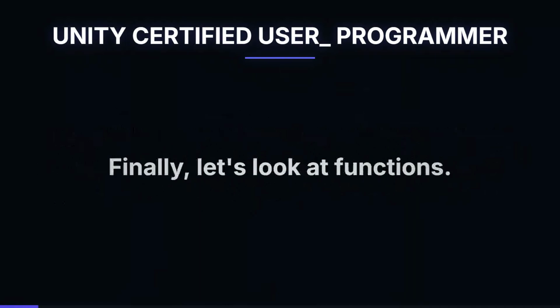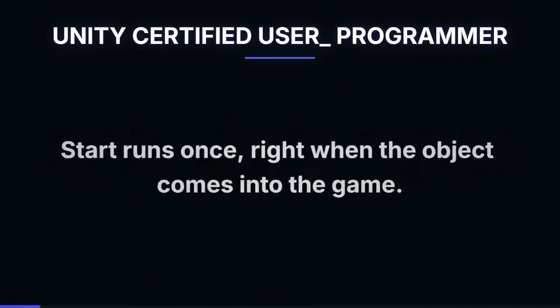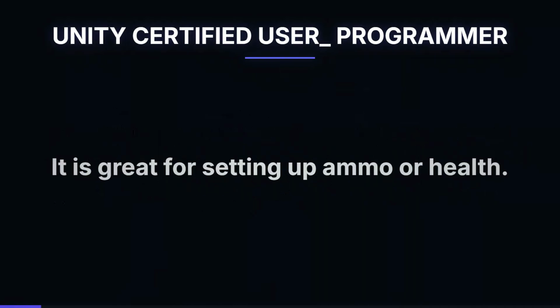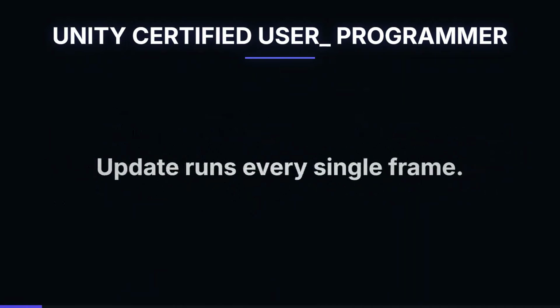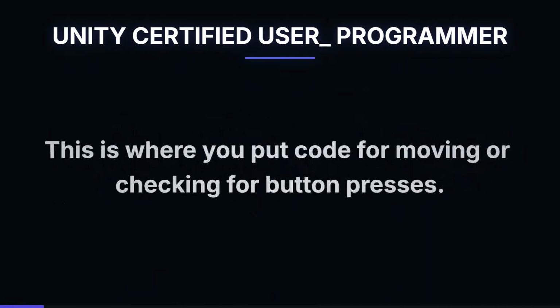Finally, let's look at functions. The two most common ones are Start and Update. Start runs once, right when the object comes into the game. It is great for setting up ammo or health. Update runs every single frame. If your game runs at 60 frames per second, Update runs 60 times every second. This is where you put code for moving or checking for button presses.